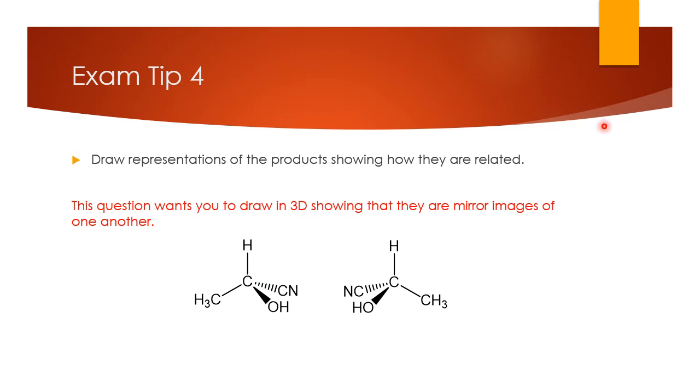If it asks you to then draw out the products and show how they're related, it's really important that you draw those out in 3 dimensions, because you need to be able to show that they are non-superimposable mirror images of one another. And if you don't draw in 3 dimensions, then they are superimposable. So make sure you draw them as mirror images, with one tetrahedral carbon here, and then the mirror image version on the other side.